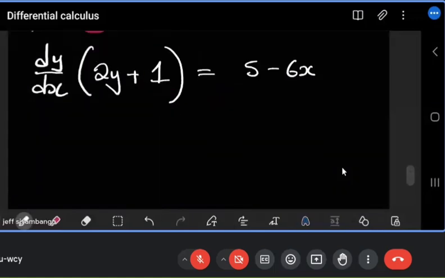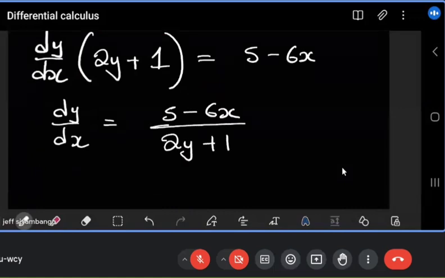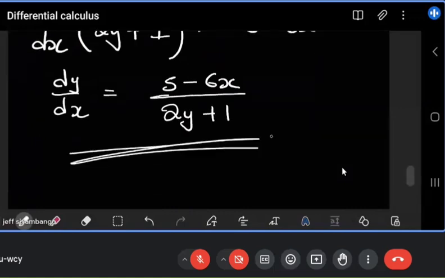So the final answer is dy/dx equals (5 minus 6x) over (2y plus 1). So this becomes the derivative after differentiating implicitly. Do you have a question there?